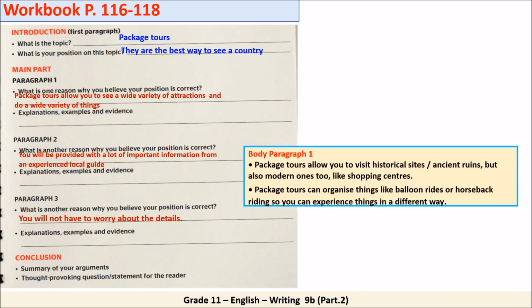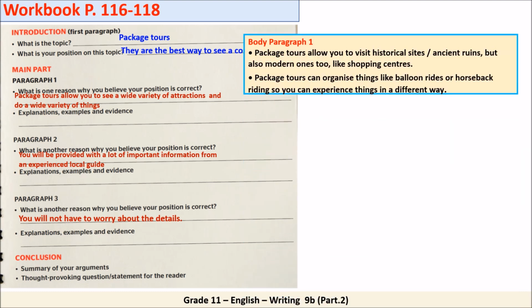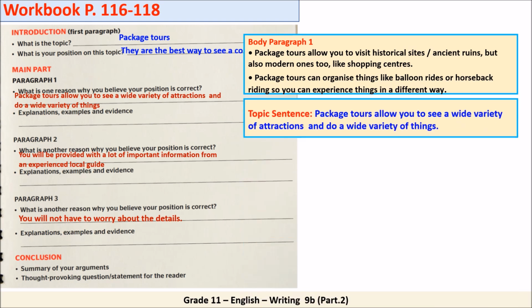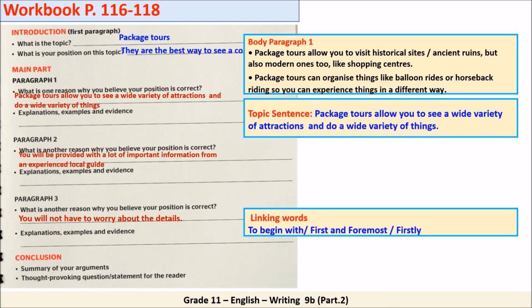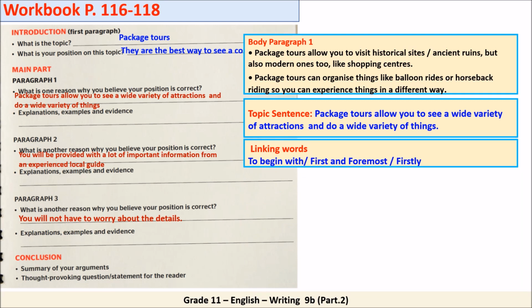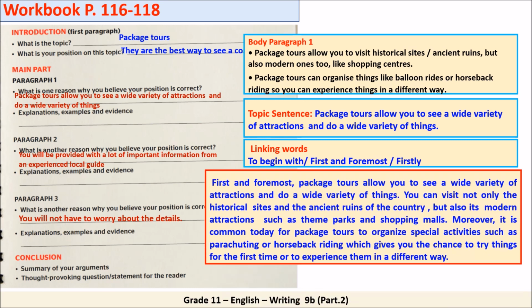For body paragraph 1, we can develop these notes into full sentences. We already have a topic sentence. We need to use linkers, and the possible linkers that we can use here will be: to begin with, first and foremost, or simply firstly. We can develop these notes like this.